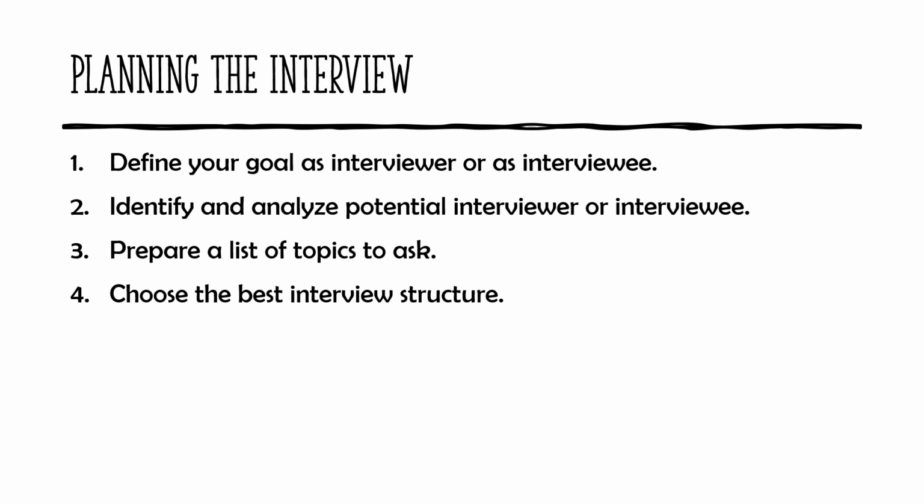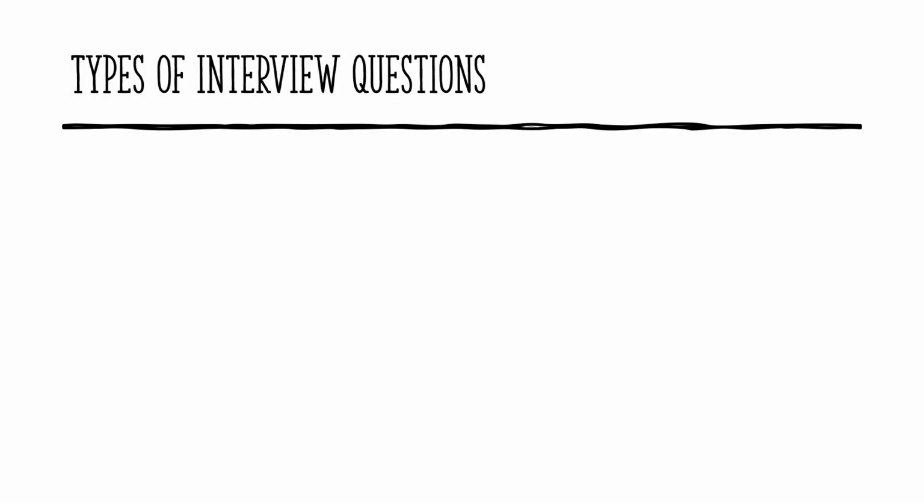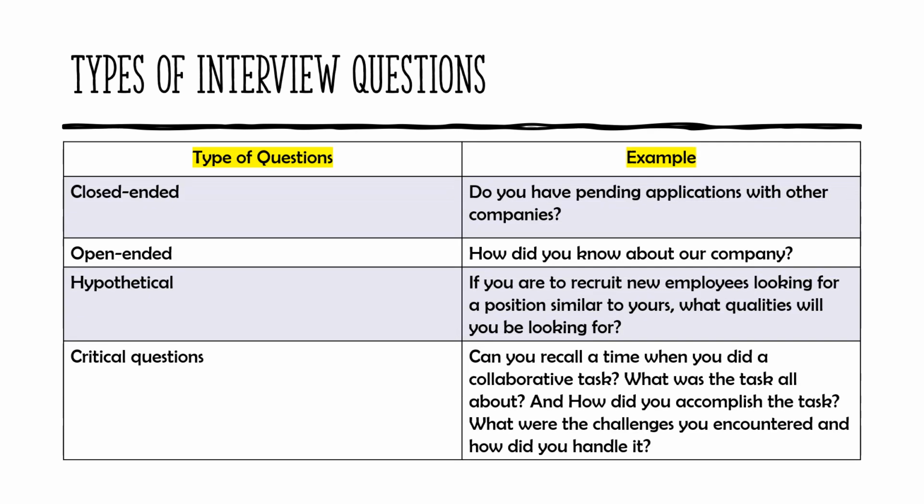So after choosing the best interview structure, we will now consider possible questions. Questions about knowledge, questions about skills, questions about competency. We have here types of interview questions that you can ask during the interview. We have closed-ended, which is answerable by yes or no. For example, do you have pending applications with other companies? Yes, I do. Or no, I don't. So that is a closed-ended question.